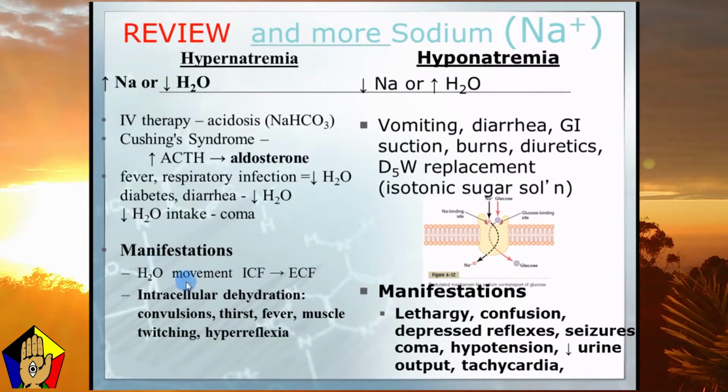Manifestations, so water movement from intracellular to the extracellular fluid, so it's shifting. Kind of gave away that last slide, and then here are some of the symptoms I had on the last slide too. And then hyponatremia, remember, can be too low salt or too high water as a cause. Overall, when they're measuring the sodium, they're looking at the sodium numbers, but there can be two possible causes. And then vomiting, diarrhea, GI.